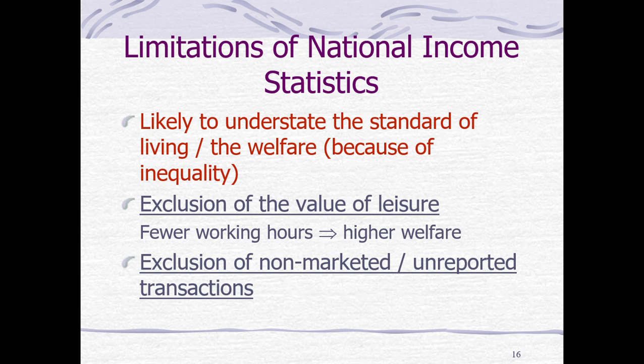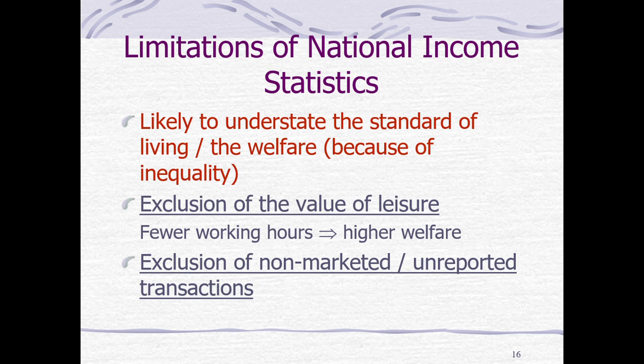The last thing we want to look at is limitations of national income statistics. It's beneficial, but there are some limitations it has. The first is it is likely that we will understate the standard of living or welfare of people in the country, because we can have a very good national income, but so many people are poor in the country. Why? Because very few people have so much income and the masses have less income. So the standard of living is likely to be understated because there is inequality.